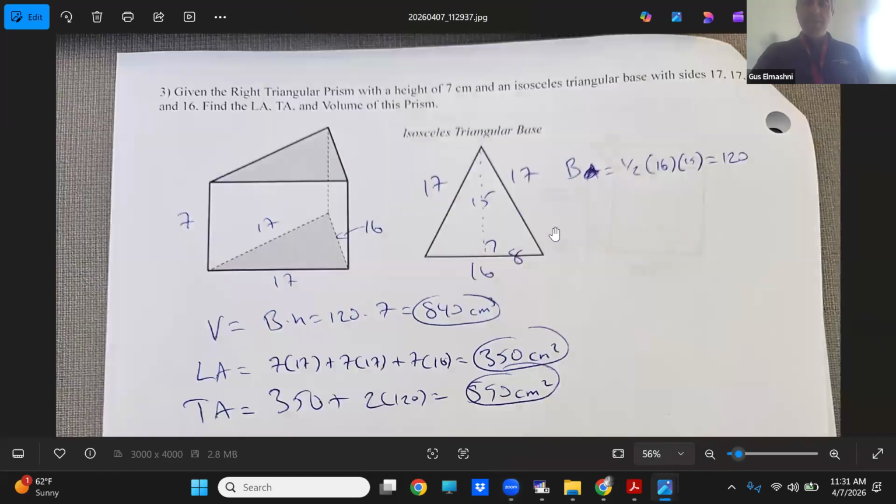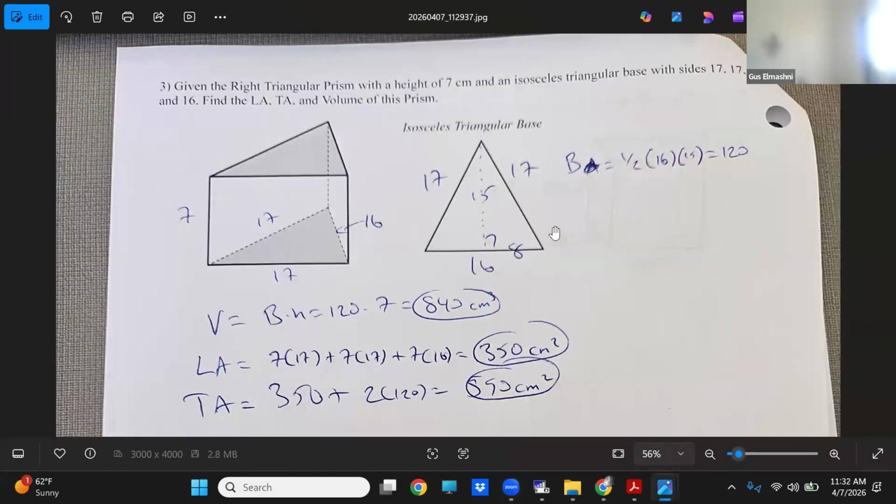So I saw some of you guys got 840, which is great. The base is a nice right triangle. Break it down, find the height, you should be fine. The base area is 120, you're doing 1/2 of 16 times 15, multiplied by 7, that's the height of the prism itself. You get 840.